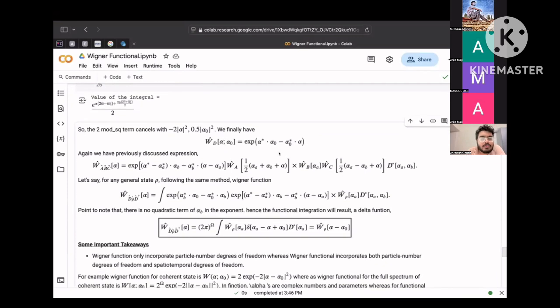Okay, now let's say I want a general representation of an operator. How should I go about it?